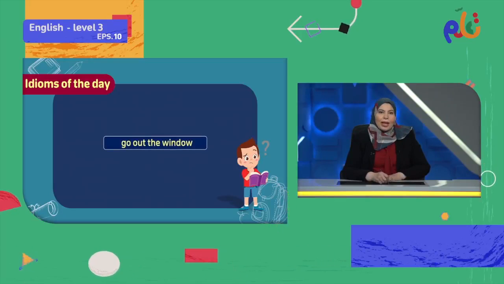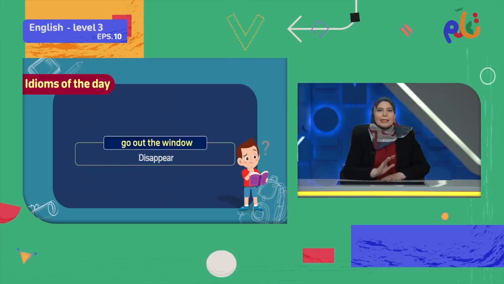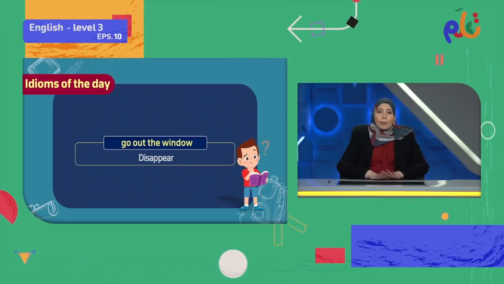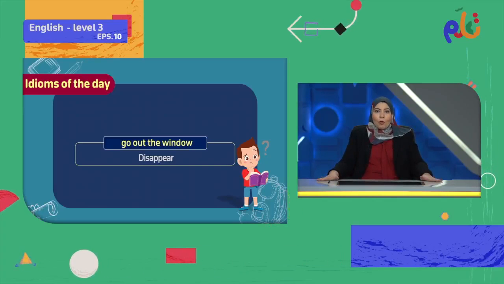The third idiom that we have is get out of the window. Get out of the window is disappear. So we can say that I put a lot of plans before we have exams, but they all got out of the window when the exams were cancelled. So disappeared. So all my plans disappeared.